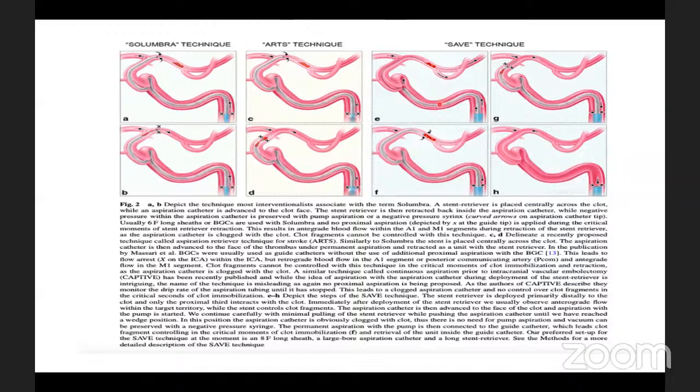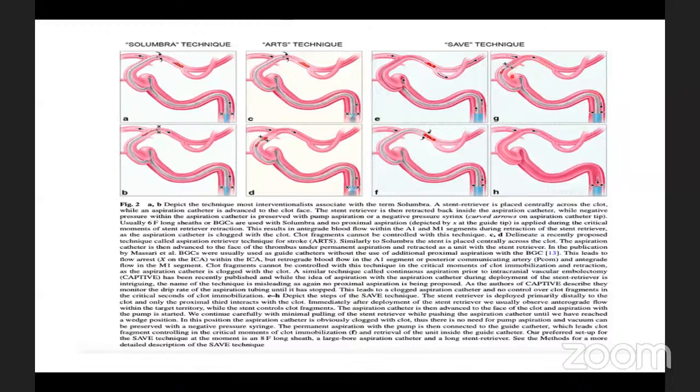This is the double aspiration technique. We have to aspirate at the aspiration catheter and also at the guide catheter level. Aspiration at the guide catheter level will lead to resultant vectors retrogradely at the clot orifice. So now what will happen? These vectors will pull the clot inside.